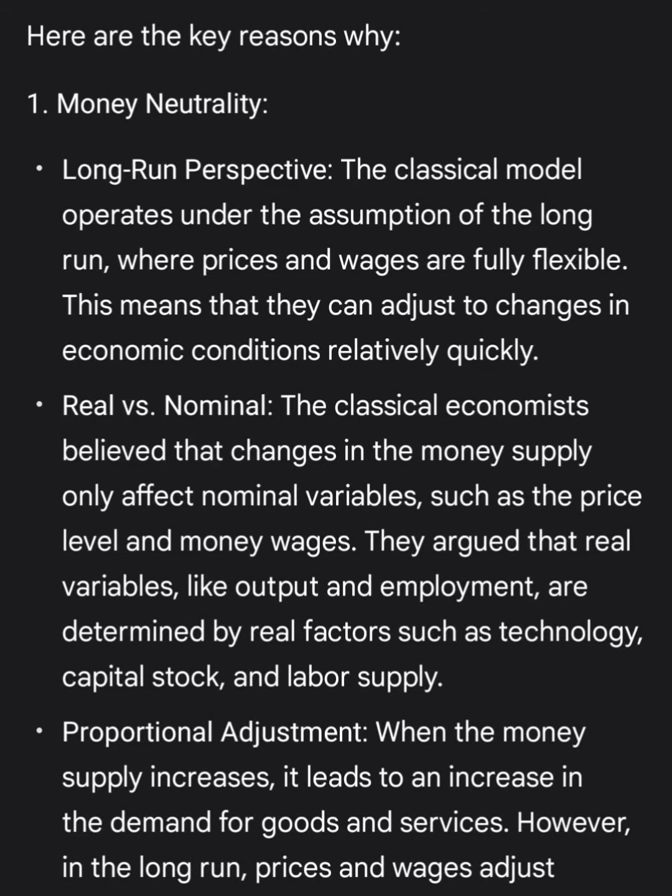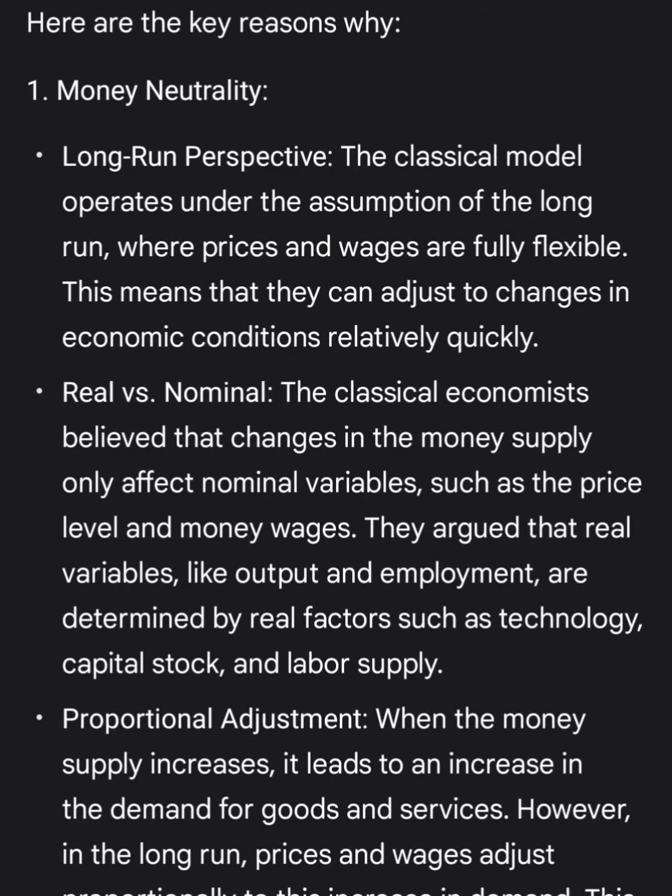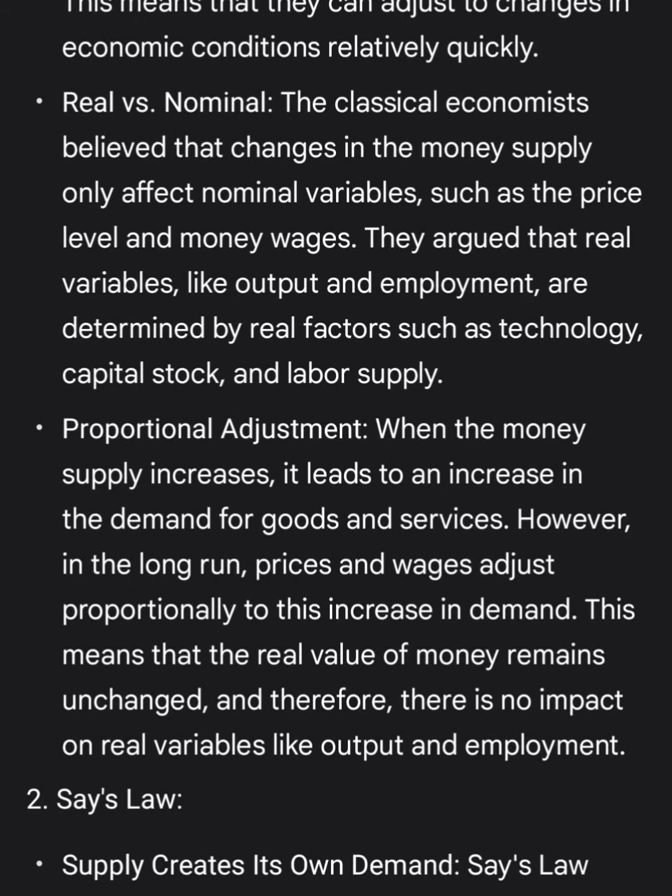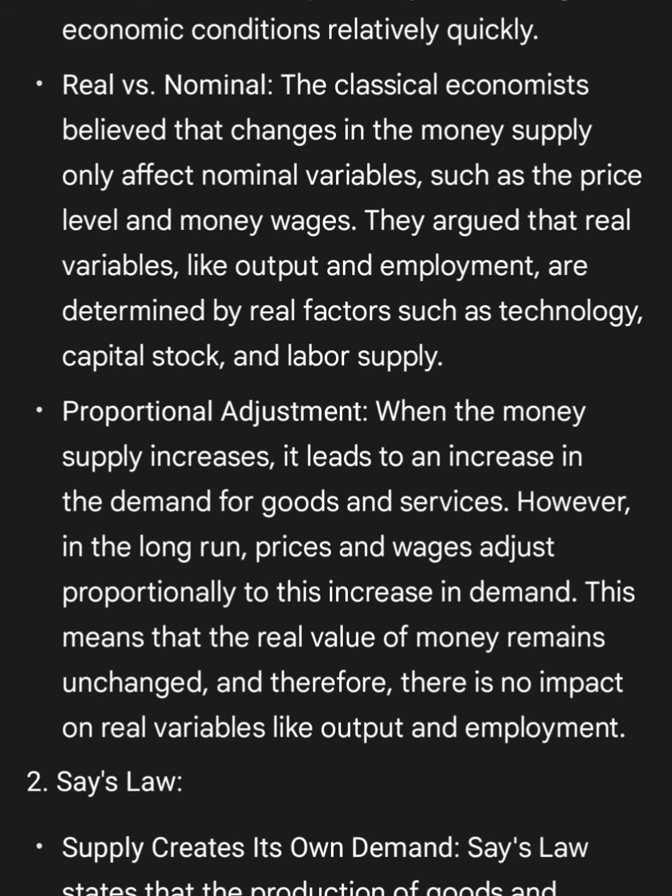They argued that real variables, like output and employment, are determined by real factors such as technology, capital stock, and labor supply. Proportional adjustment. When the money supply increases, it leads to an increase in the demand for goods and services. However, in the long run, prices and wages adjust proportionally to this increase in demand. This means that the real value of money remains unchanged, and therefore, there is no impact on real variables like output and employment.